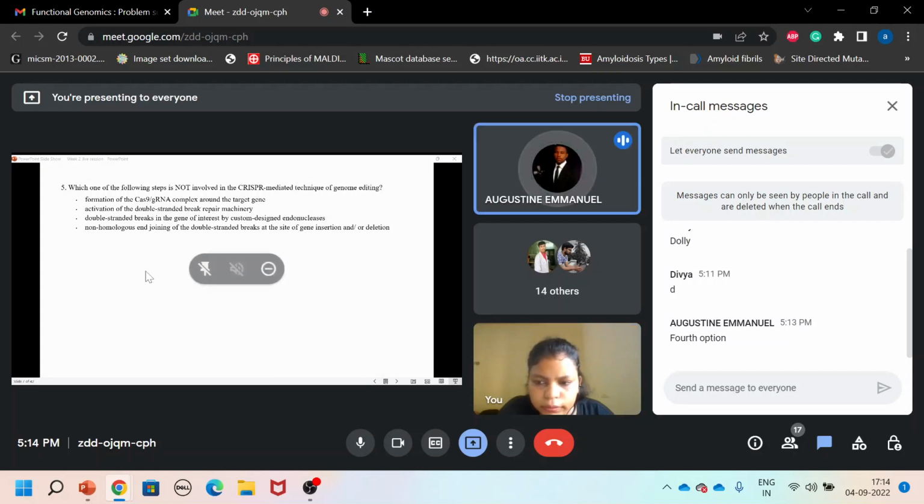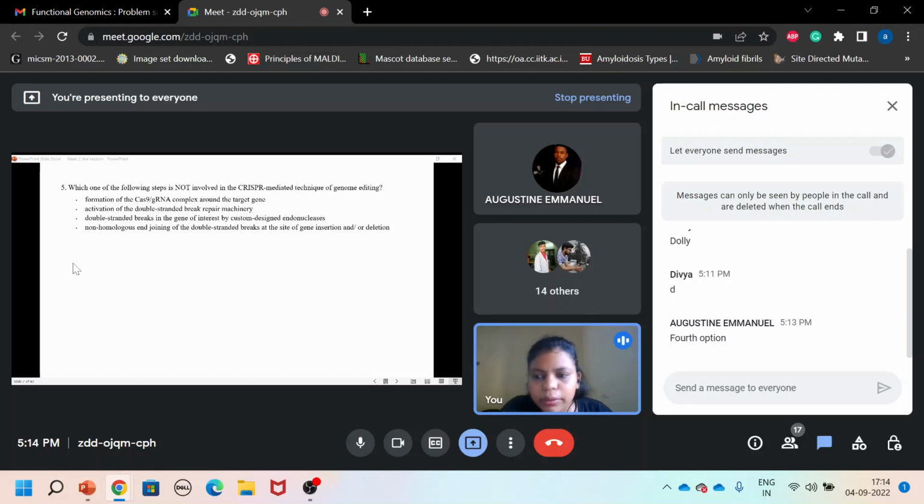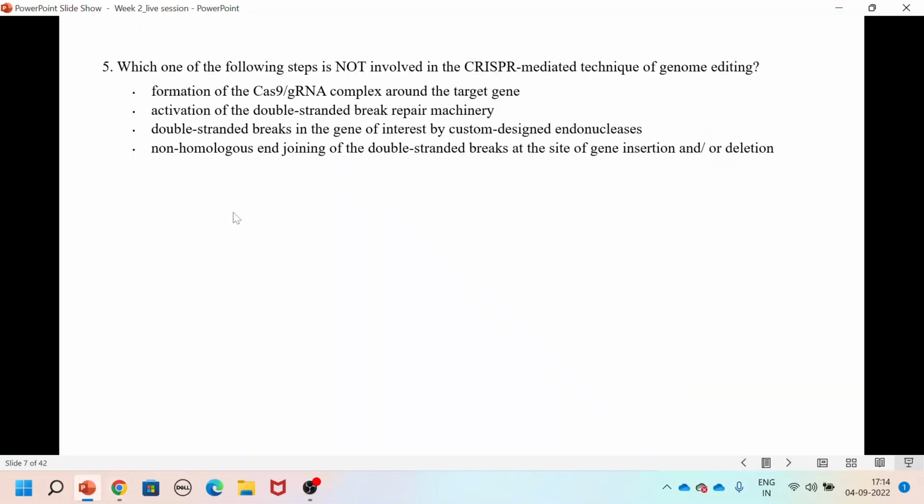Because the joining is usually homologous end joining. No, it is not like that. It is usually so, but it can be non-homologous end joining as well. So, I was asking which of the following steps is not at all involved in the CRISPR-mediated technique of genome editing.